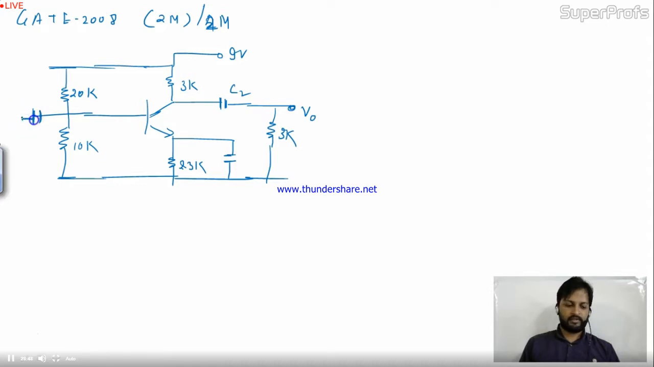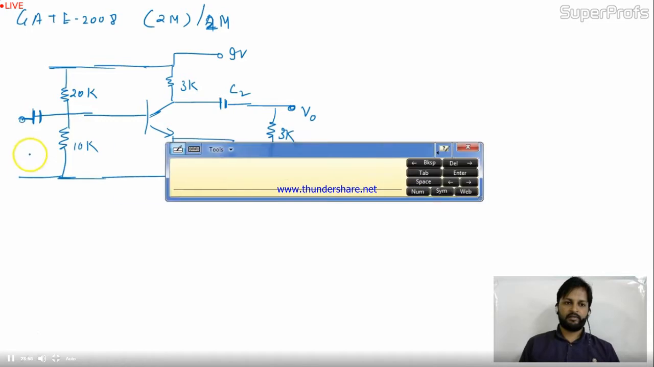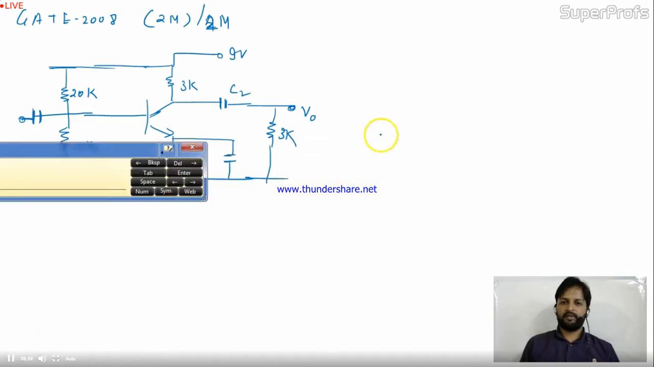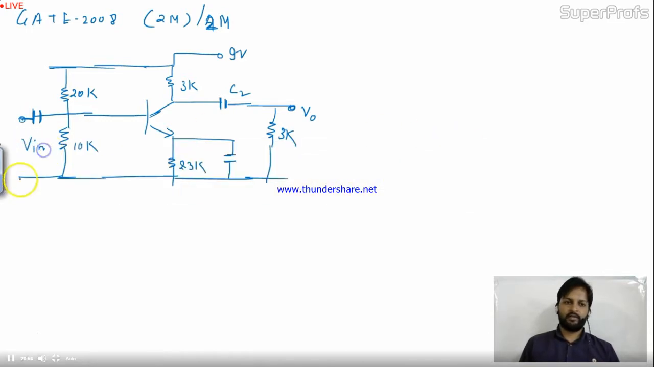Input capacitor, and here applied with V in. Okay, this is the circuit. This is the entire circuit given over here. This is the small signal analysis we have to do, because DC and AC parts both are given over here. And there are 2 questions, but before that some conditions are given.